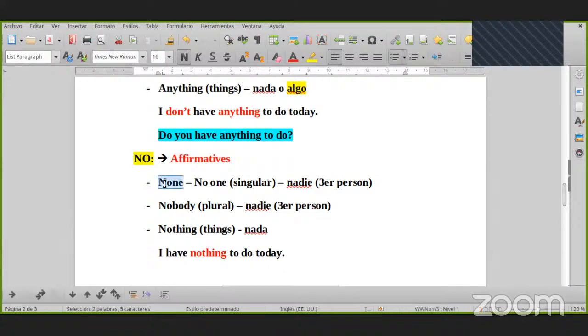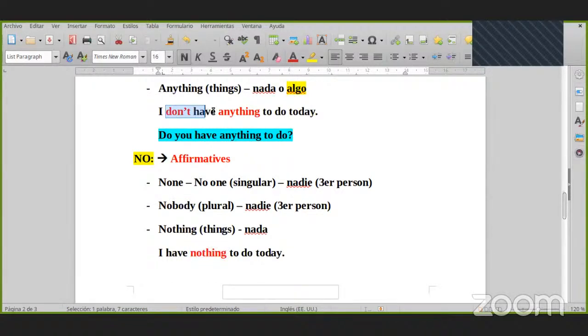For example, no one. Singular, third person. Nobody. Plural, third person. Nothing. Things. Nada. If I want to say nada in affirmative sentences, I have nothing to do today. Yo tengo nada por hacer hoy. Okay, so affirmatives here, negatives. Don't have anything. Okay, that is the only difference.